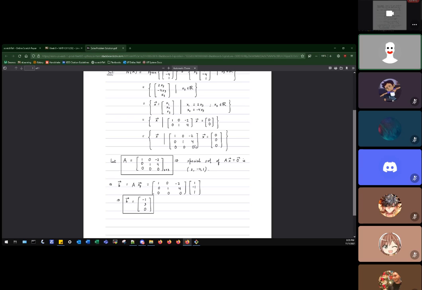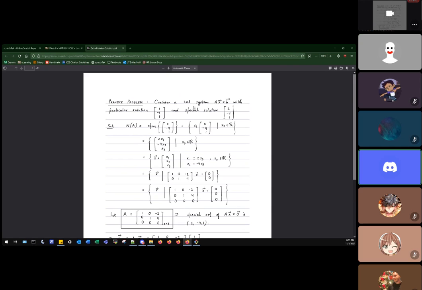And then you can add a 0 and it doesn't change the null space. Well, it's because the null space is a set of all solutions to Ax equals 0. Maybe because in the question they have mentioned that it's a 3 by 3 system, so we have to add a row of zeros in there. That's why.